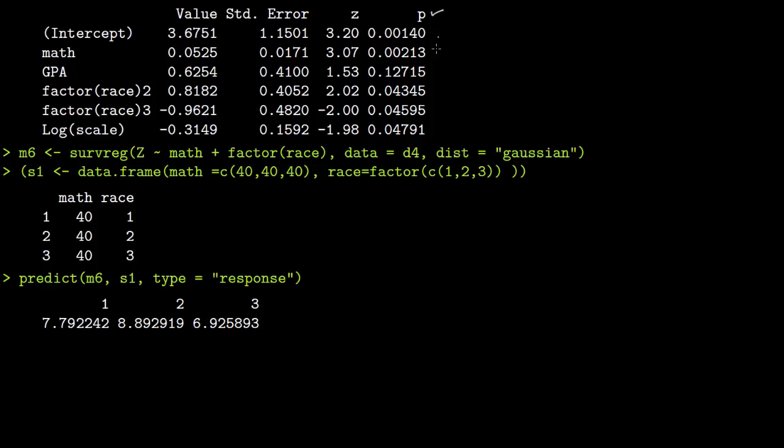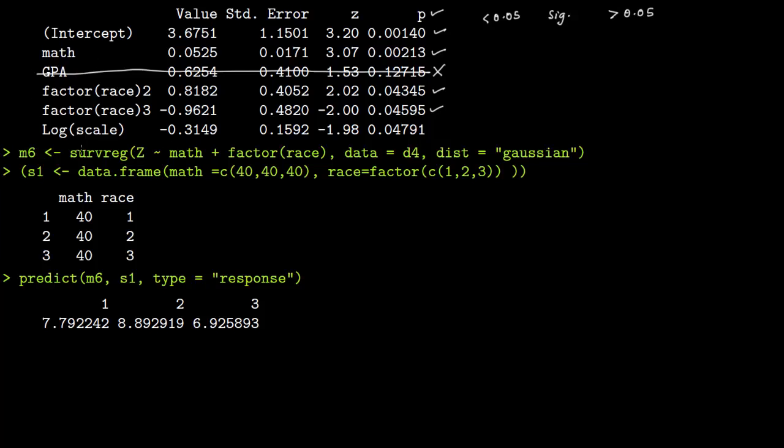So luckily we have p-values here. If the p-value is less than 0.05, then that coefficient is significant. Now if it is greater than 0.05, then that coefficient is not significant. So this is less than 0.05, significant, significant. Now this is not significant because this is greater than 0.05. So GPA is not a significant factor in our model. Race 2, this is significant, this is significant.